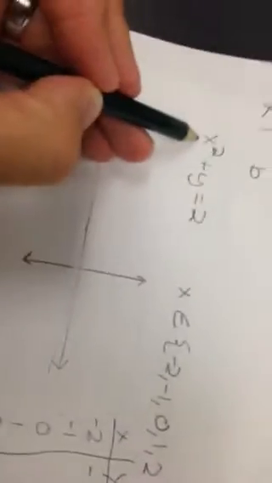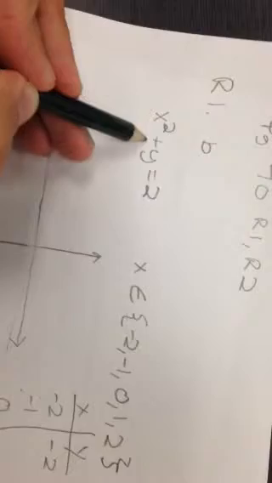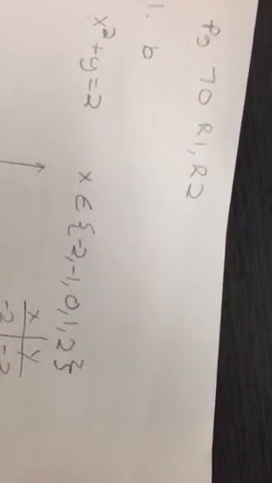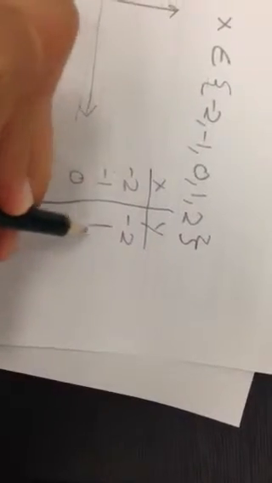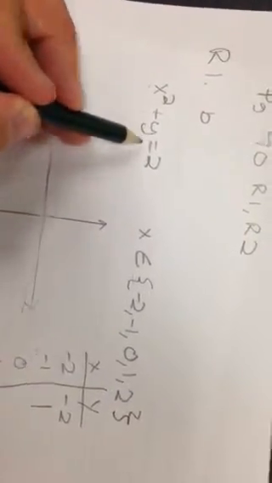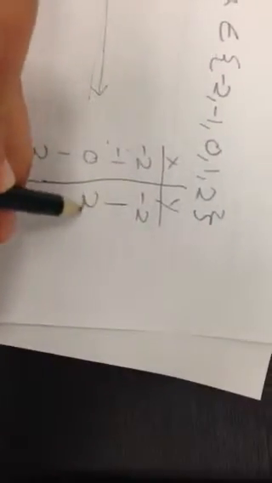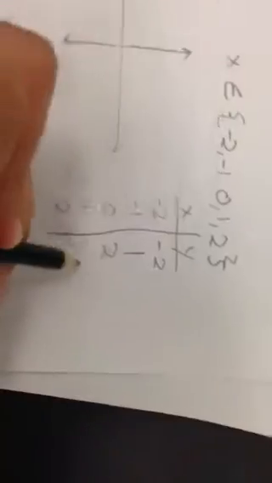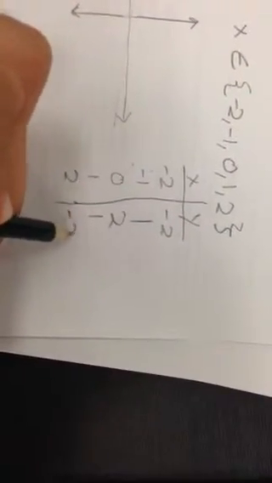We go try to plug in -1. -1 squared is +1, plus y is 2. Subtract 1 on both sides. Y is 1. We can go ahead and plug in 0 for x. 0 squared gives us y equals 2. Likewise, we'll plug in 1 and 2, and we'll get 1 and -2.